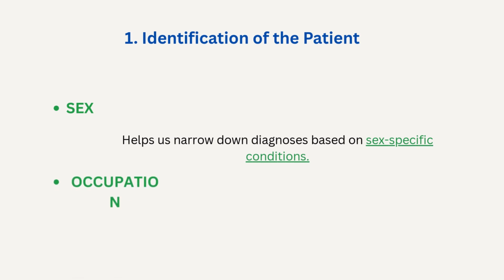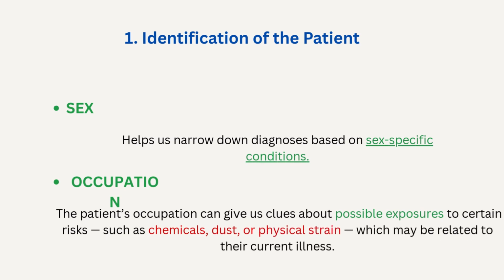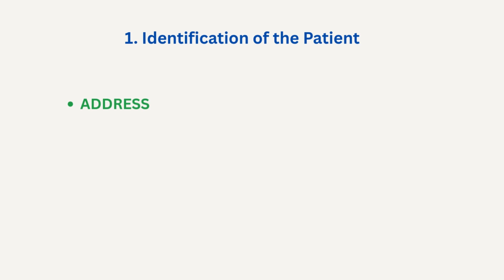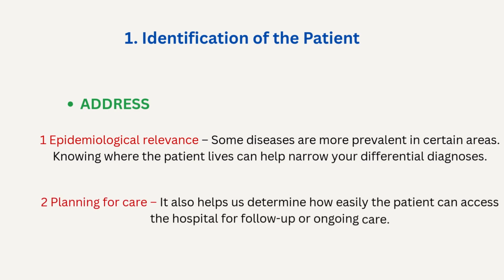Occupation. The patient's occupation can give us clues about possible exposures to certain risks, such as chemicals, dust, or physical strain, which may be related to their current illness. Address. This has two main uses. One, epidemiological relevance. Some diseases are more prevalent in certain areas. Knowing where the patient lives can help narrow your differential diagnoses. Two, planning for care. It also helps us determine how easily the patient can access the hospital for follow-up or ongoing care.